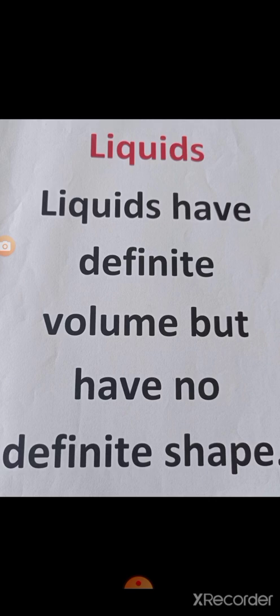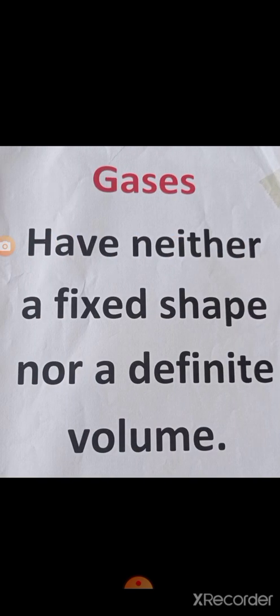Whichever container we pour it in, when we pour the liquid into a glass or a jar, it takes the shape of that container. Okay, now come to gas. Because of very little force of attraction between the tiny particles, gas has neither a fixed shape nor a definite volume.